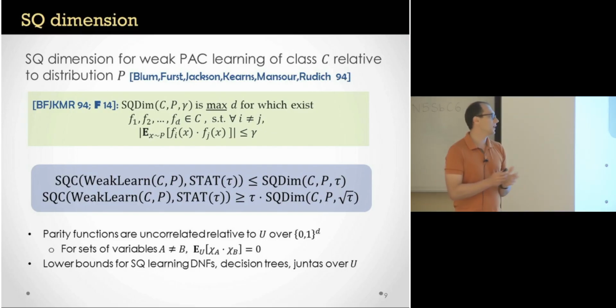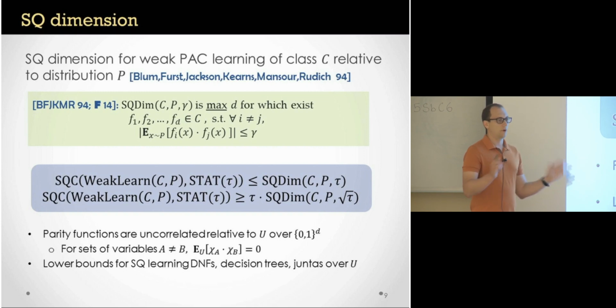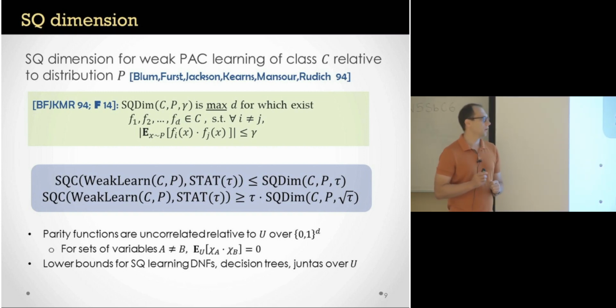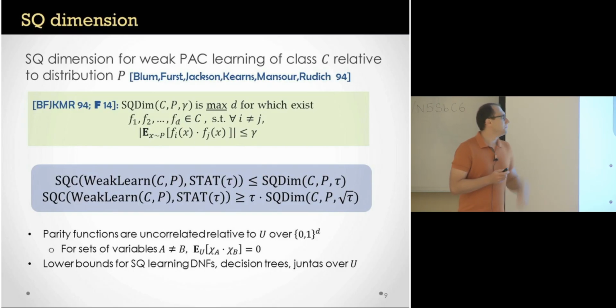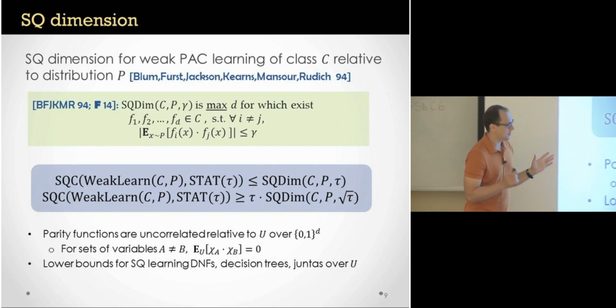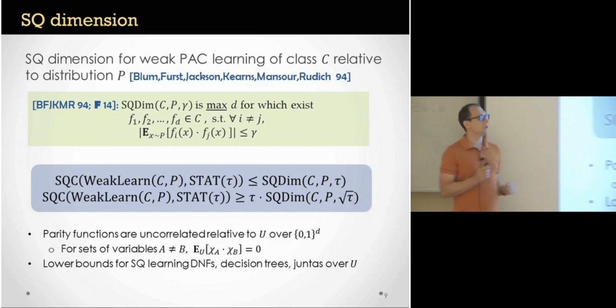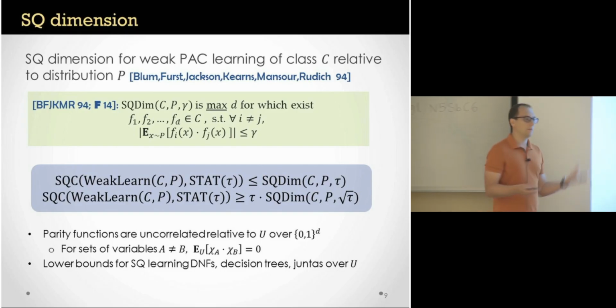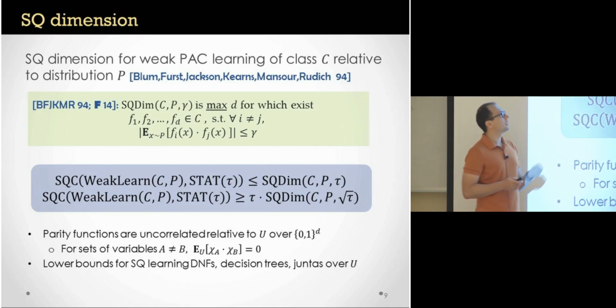And these are problems for which we don't have any other form of evidence of hardness, and all these lower bounds are tight for the state of the art. So I think it's a really nice success story in terms of understanding the complexity of learning with respect to the specific distribution. But the question is, can it be extended beyond this, the weak PAC learning?